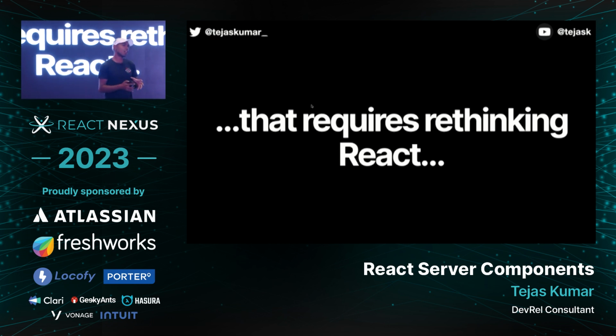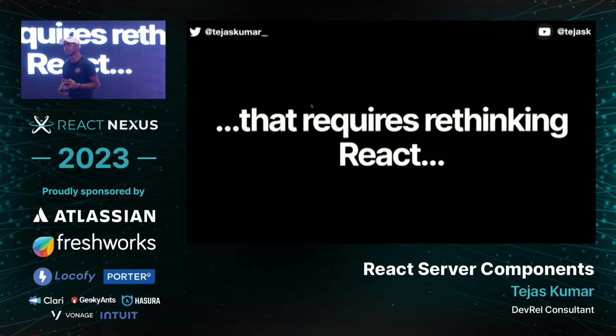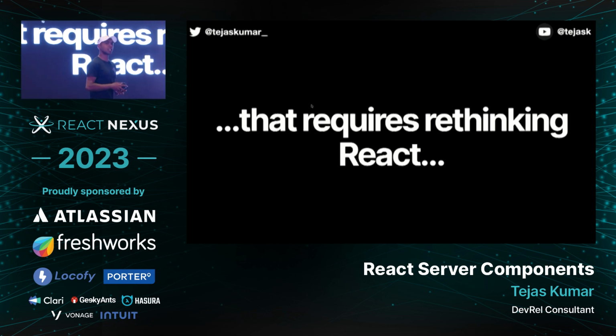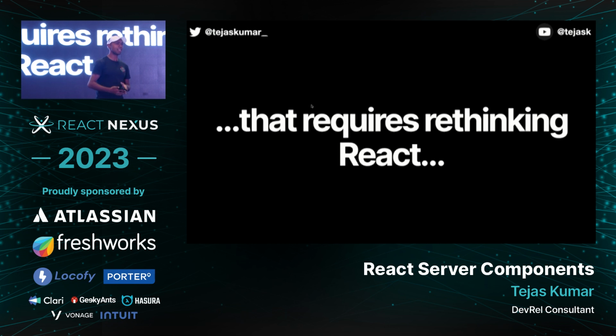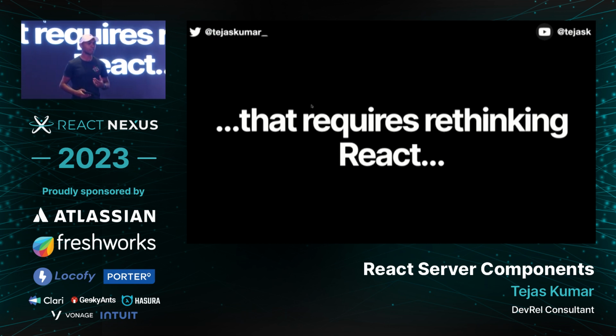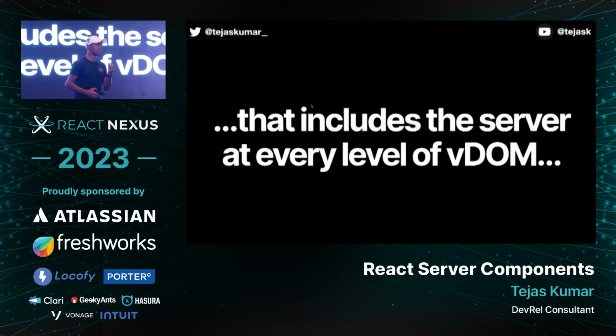So React started as a client-side only library. This is a fundamental change to React where it's server first, not server only, server first. So we have to reorient the way we think, such that we rethink our interaction boundaries. We rethink the way we do context. There's a lot of rethinking required for the benefits, but the benefits are worth it. Okay? So it requires rethinking React that includes the server at every level of the virtual DOM.